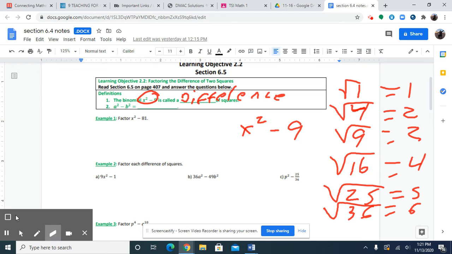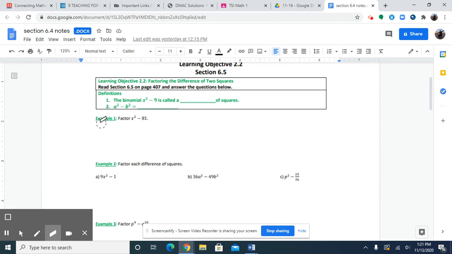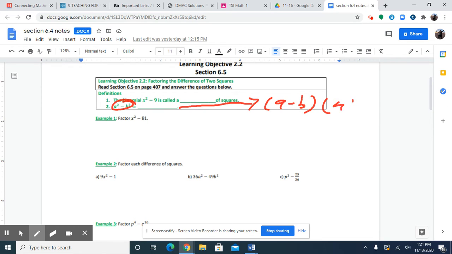So let's look at our first example. And basically, before that, we can see that a squared minus b squared, what this means is that we are going to be able to rewrite this as a minus b times a plus b. And so what exactly does this mean?